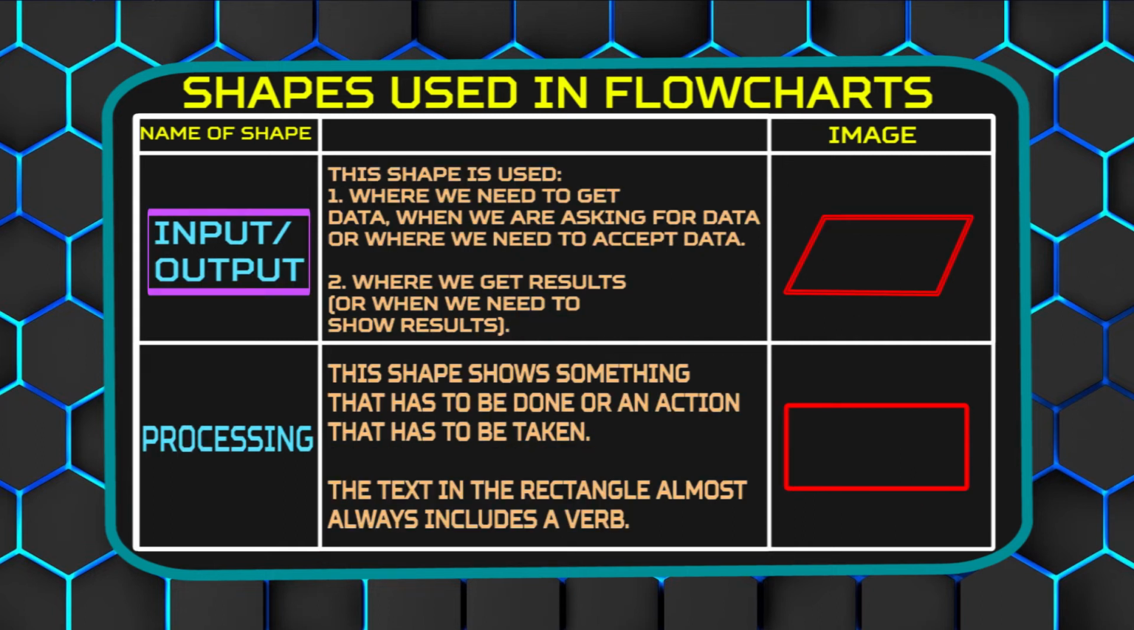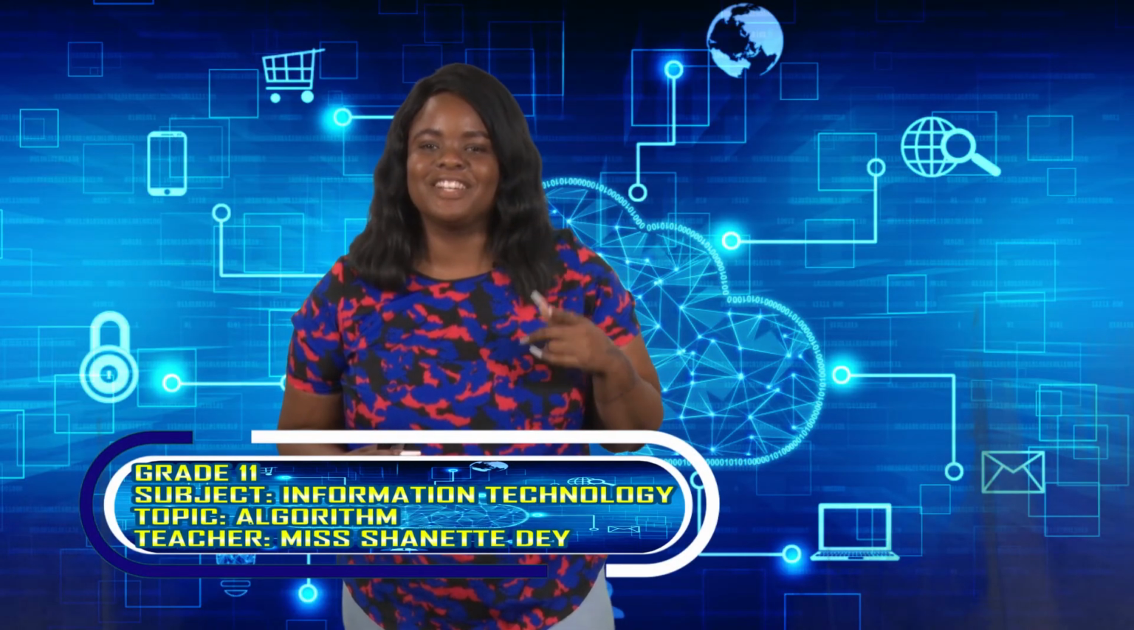We next have the input or output. So this shape is used where we need to get data, when we are asking for data, or where we need to accept data, or where we get results, or when we need to show results. As you can see, this symbol is a parallelogram. Thanks to my primary school teacher, I remember that.